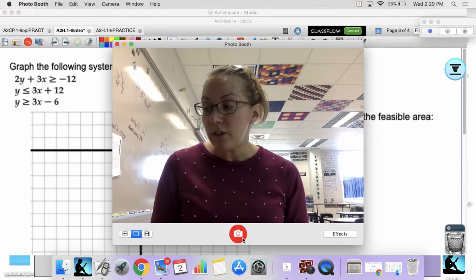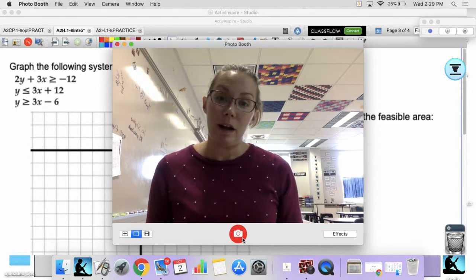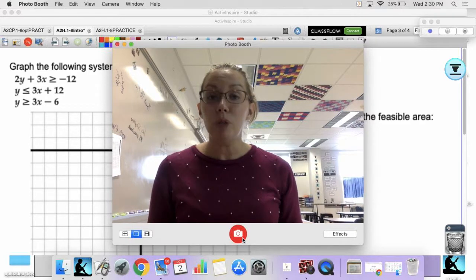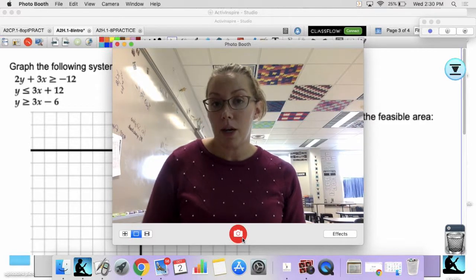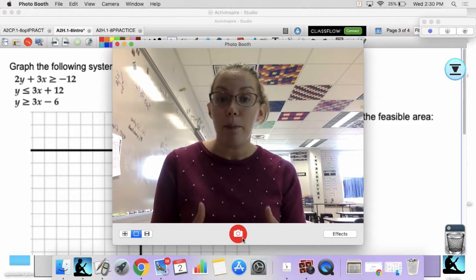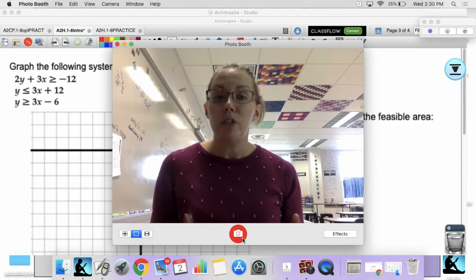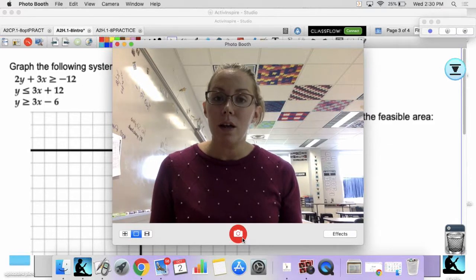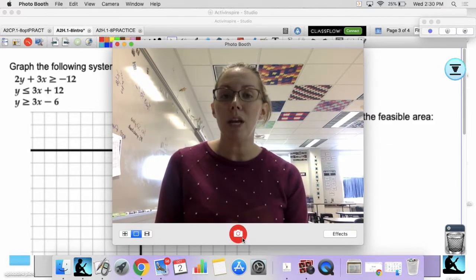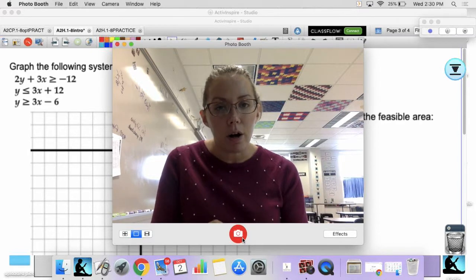And more specifically, we're going to be looking at overlapping shaded areas and then their vertices, or the corners of each. Because what's really cool about linear programming and optimization is that all of the best combinations of things happen at those vertices. So today we're going to focus on not writing linear inequality systems from word problems, because that's pretty tricky. We're going to get really good at the mathy part of linear programming.